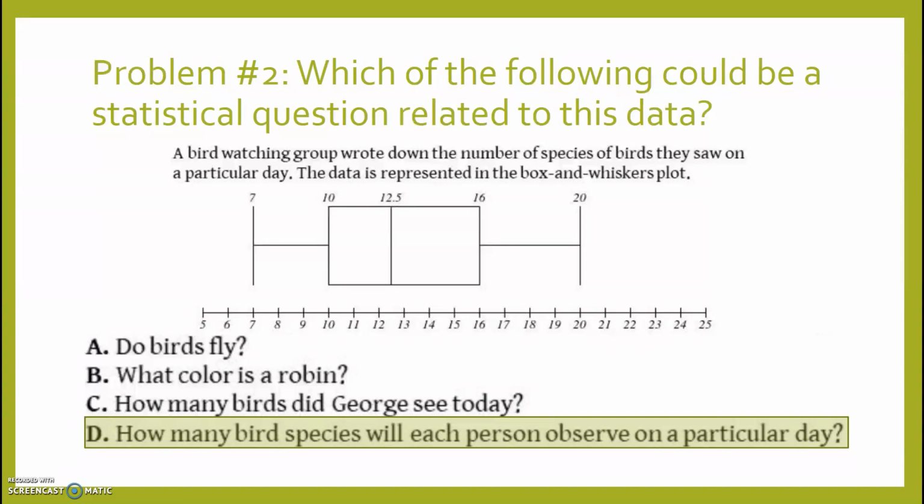Do birds fly? Yes, most of them, unless you're talking about an ostrich. What color is a robin? There's really only one answer to that. And see, how many birds did George see today? Well, it's just one person. There is only one possible answer for how many birds George saw in one day.